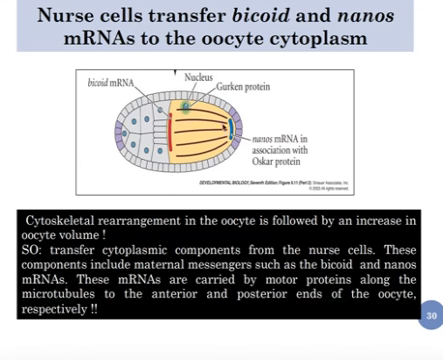So as we mentioned before, bicoid, nanos, and oskar, all these messenger RNAs are transferred to the cytoplasm of the oocyte by the nurse cells. And during the formation of this anterior-posterior axis of the oocyte, we have a cytoskeleton arrangement followed by an increase in the volume of the oocyte, as we mentioned before.